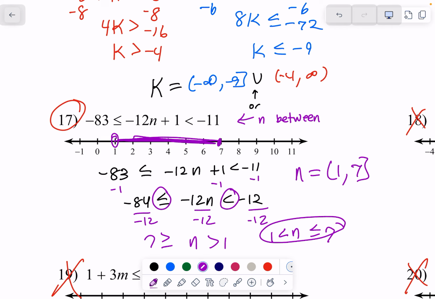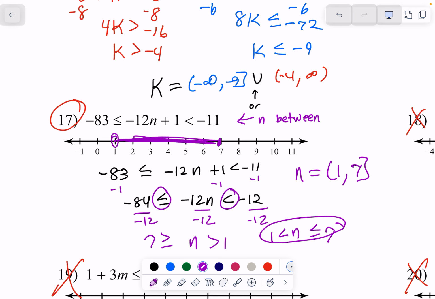So they are the most complicated to solve, but they are the nicest interval because it's just a starting and stopping place. It's a bounded interval. We know where it starts. We know where it stops. We don't have any infinities in these ones. Are you good with that?